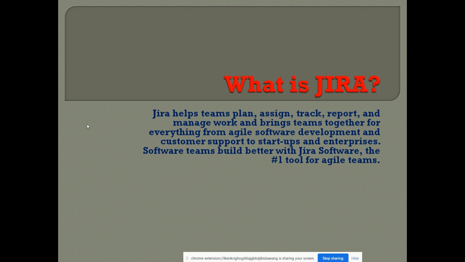Mainly, Jira helps teams plan, assign, track, report, and manage work, and brings teams together for everything from the Agile software development process. So it is mainly an Agile management development process. Jira is a bigger tool used to maintain this Agile Scrum process in an easier way. It's the number one tool when working with Agile projects, guys.